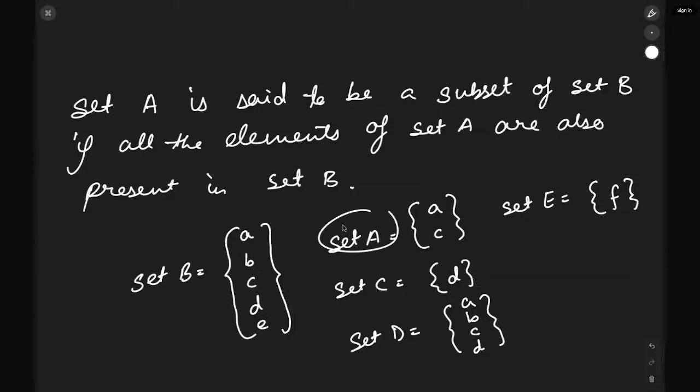Now, is set A a subset of set B? Let's check. Element A is there. Element C is also in set B. So set A is a subset of set B. Similarly, set C, since D is in both these sets, is a subset of set B. Similar for set D. Now, is set E a subset of set B? The element is F. Check if there is an element F in this set. No, there is not. So this is not a subset of your set B. So this is basically the concept of subsets.